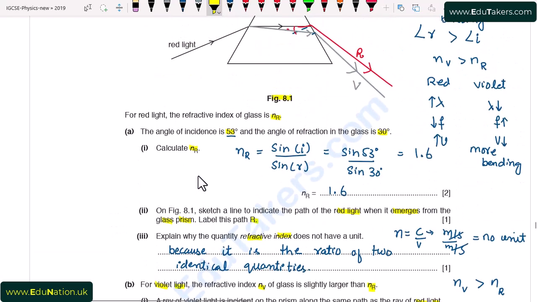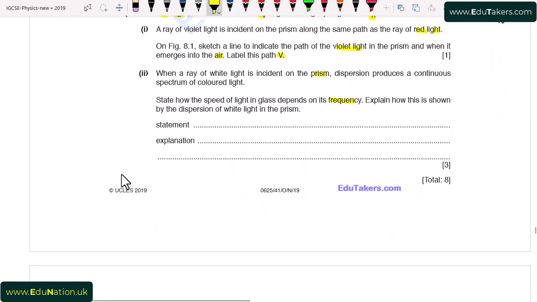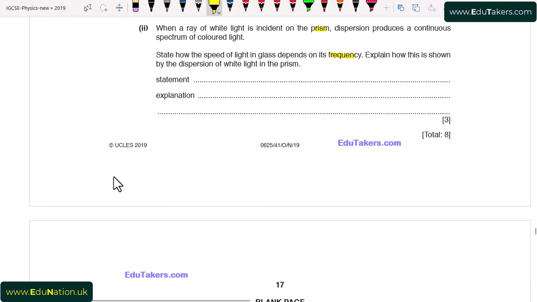Going back, here we have to compare the red and violet light. The frequency for the violet light is larger. As a result, its speed will be smaller. It means that it moves with smaller speed. So I write here, larger frequency results in smaller speed.